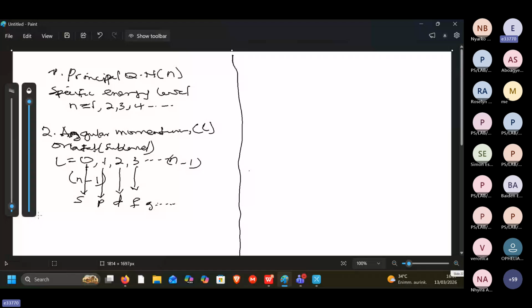The magnetic quantum number has to do with how the orbitals are going to be orienting themselves when they come in contact with a magnet. So that's the specific orientations of these orbitals. Now the allowed values start from minus L through to 0 through to plus L. Depending on the value of L, ML can be oriented.